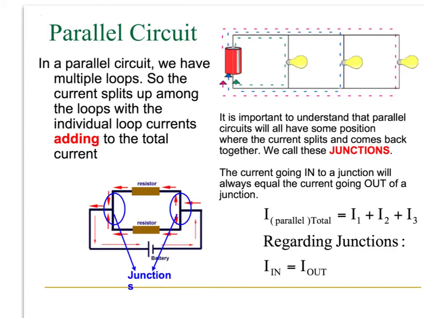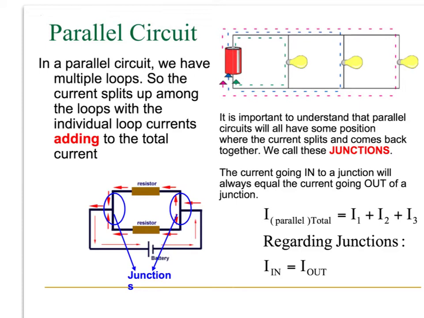So, in a parallel circuit we have multiple loops. The current can go through just one path or any of the other paths. So the current is split up among the loops, with the individual loop currents adding to the total current.